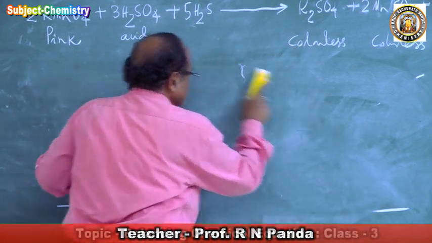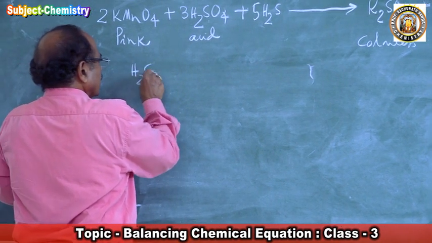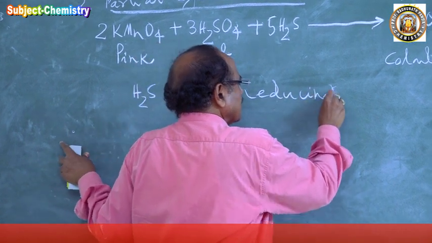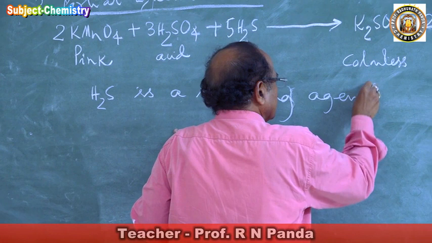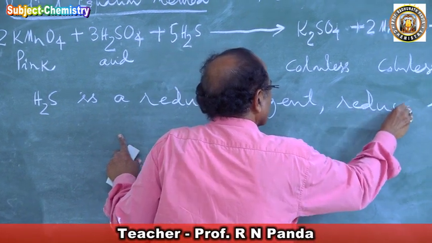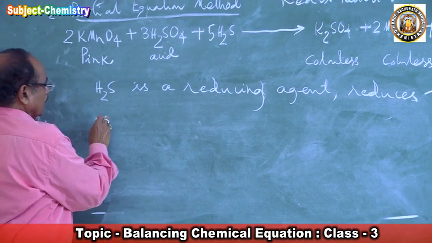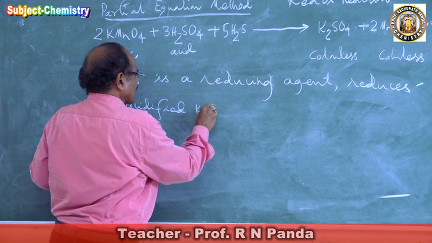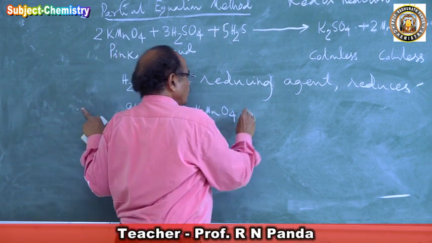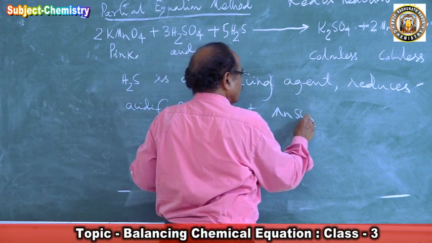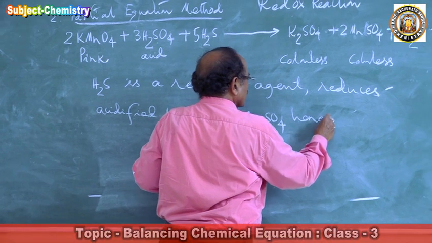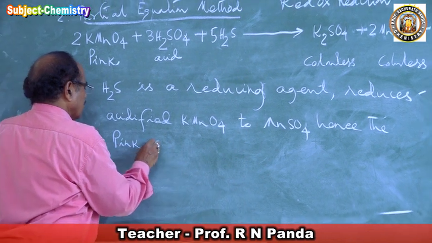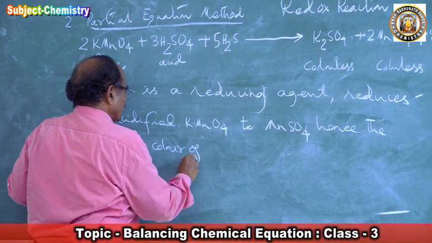We will say that hydrogen sulfide is a reducing agent. What is hydrogen sulfide? It is a reducing agent. It reduces acidified potassium permanganate to MnSO4. Hence the pink color of KMnO4 disappears.